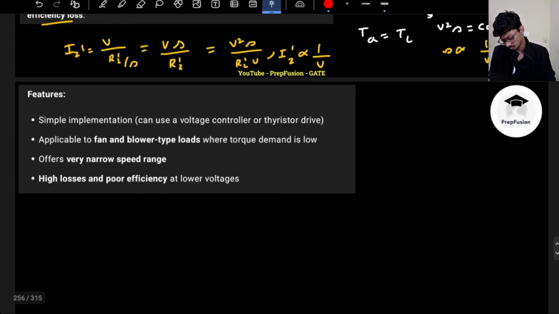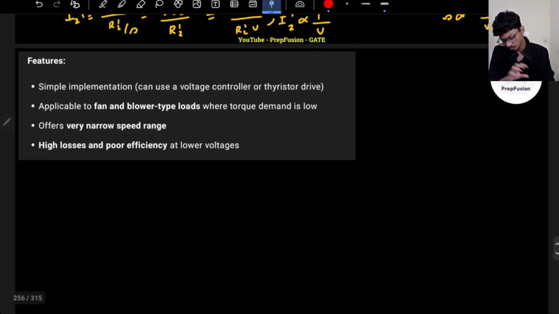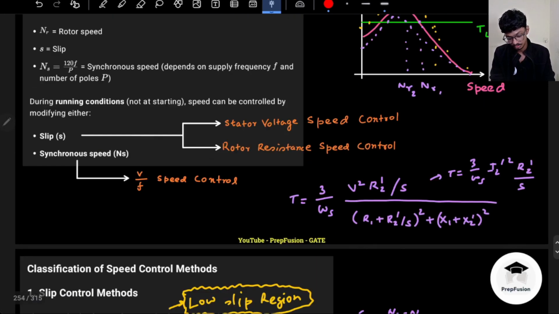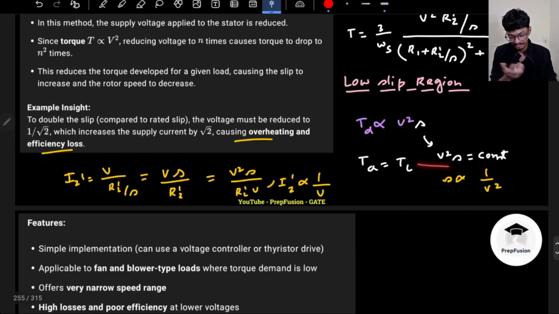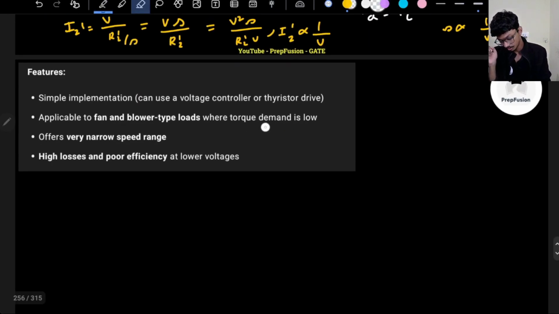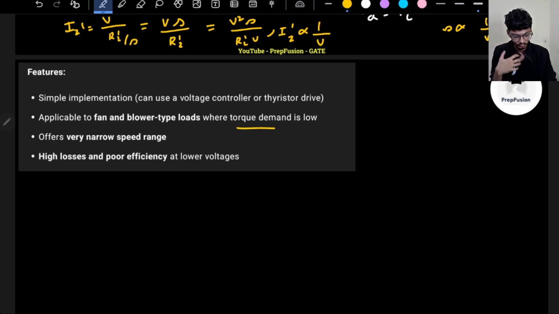It is simple to implement. We can use a voltage controller that can reduce the voltage, applicable to fan and blower type loads where the torque demand is lower. If I reduce the developed torque by a lot, then the motor will not start. So this is only applicable for lower loads, and it offers a very narrow speed range, because I am only operating in the low slip region.